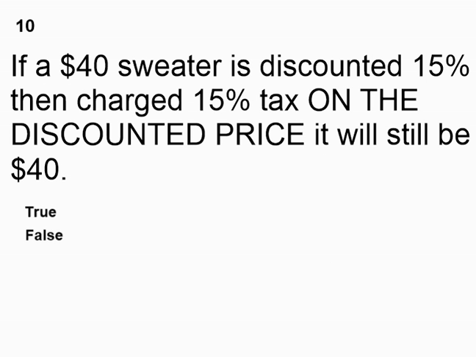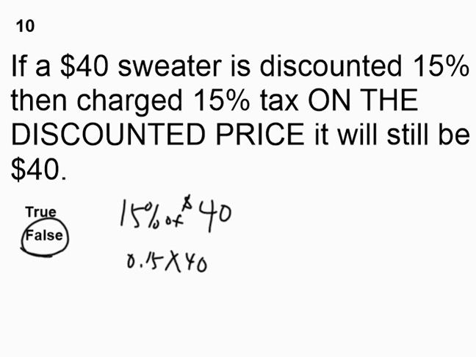And finally, your last question, if a $40 sweater is discounted 15%, then charged 15% tax on the discounted price, it will still be $40. The answer is false, and I'll show you why. So if a $40 sweater is discounted 15%, what is 15% of $40? Well, 10% is $4, 5% is $2, so that would be $6. So if it's discounted $6, then we say $40 minus the $6 discount. The cost of the sweater is now $34 after the discount.